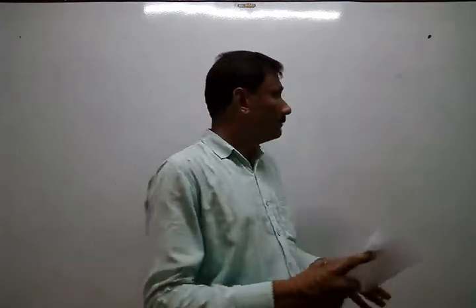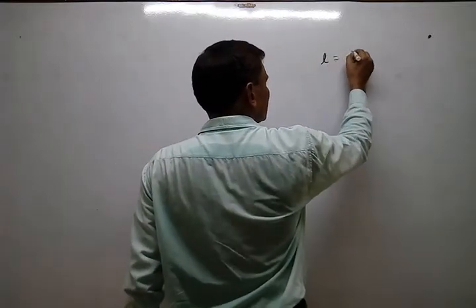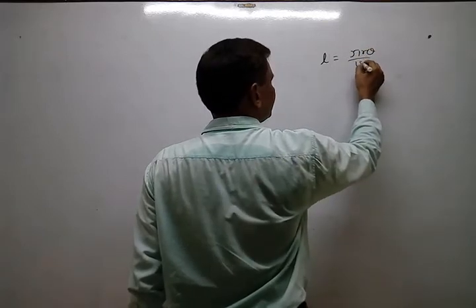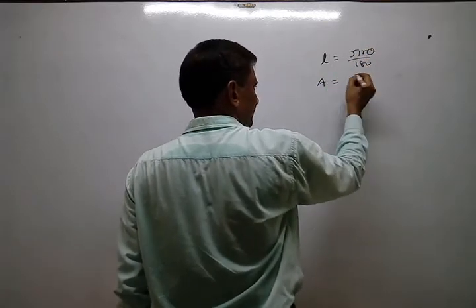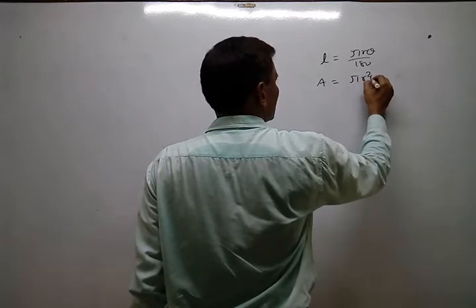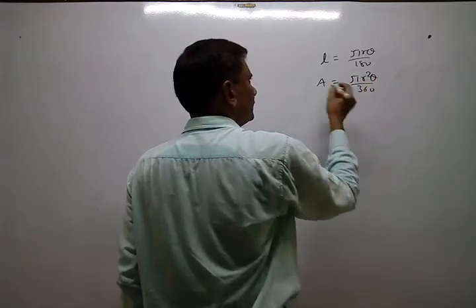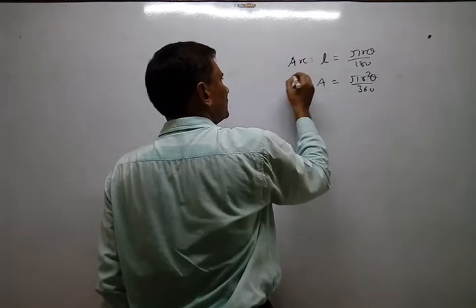We are already in lesson number 12 and exercise 12.2. We just started topics of sector, segment, arc, means part of the circle. Now, the main formulas frequently used are: length of arc is pi r theta upon 180, then area of minor sector is pi r square theta upon 360. Okay, this is arc, this is sector.